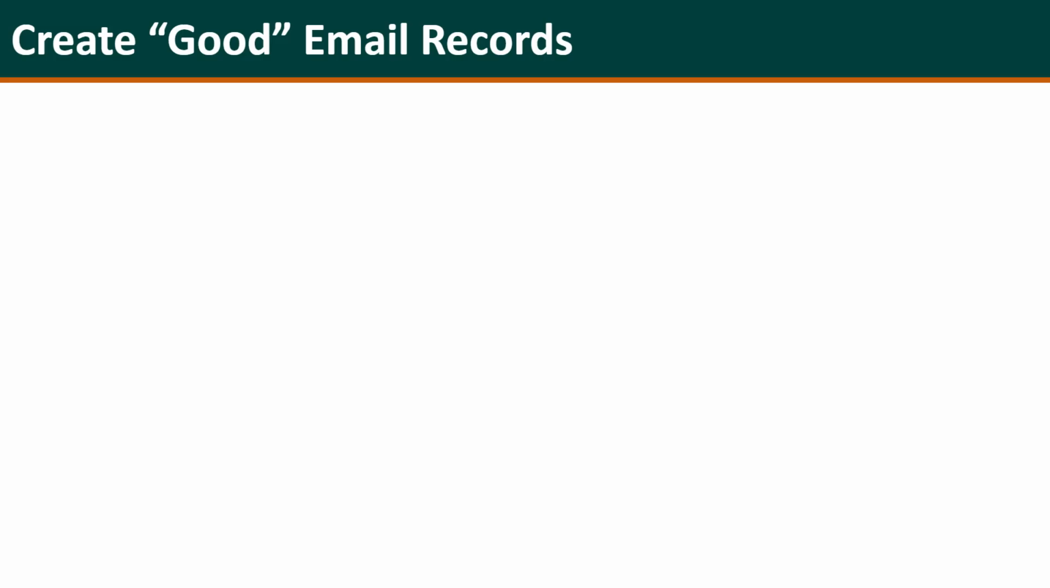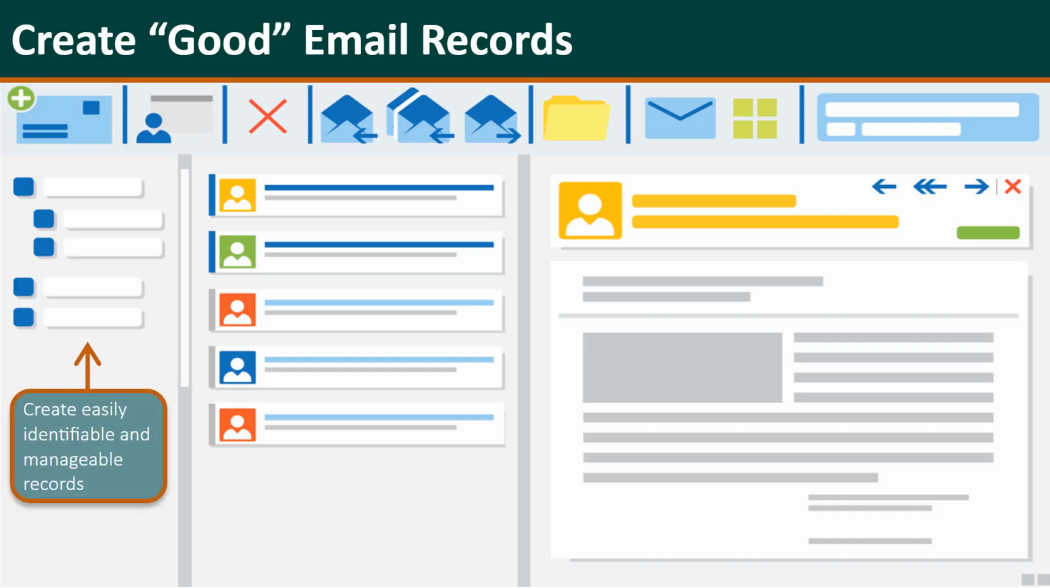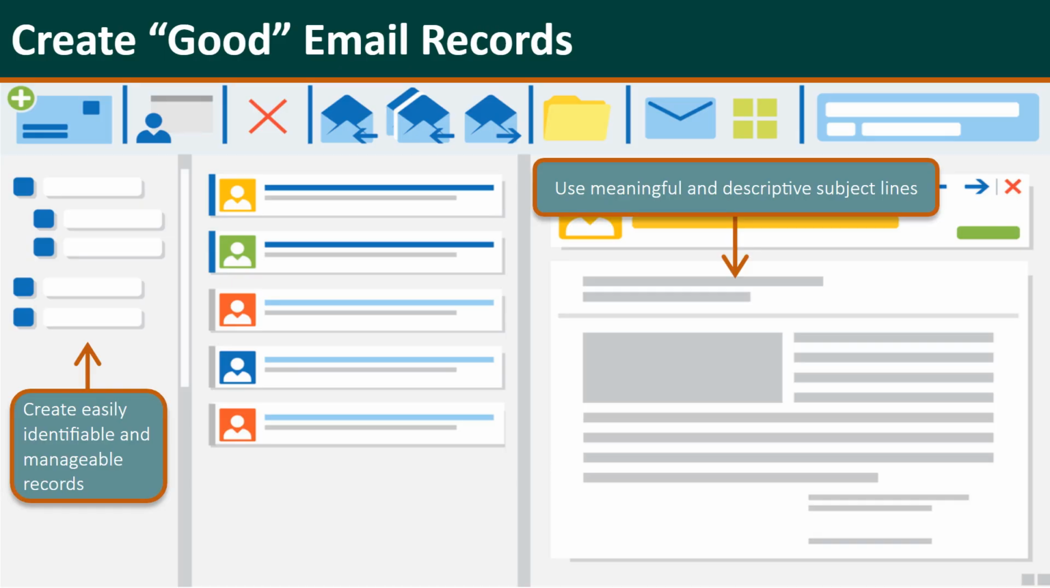As you write emails for work, be mindful of how those records will be managed. Your sent items are also records if they document your work. Create email records that will be easy to identify and manage. Use meaningful and descriptive subject lines. They're helpful for both the recipient and the sender in identifying and filing messages according to their content and function, and support efficient searching for discovery.